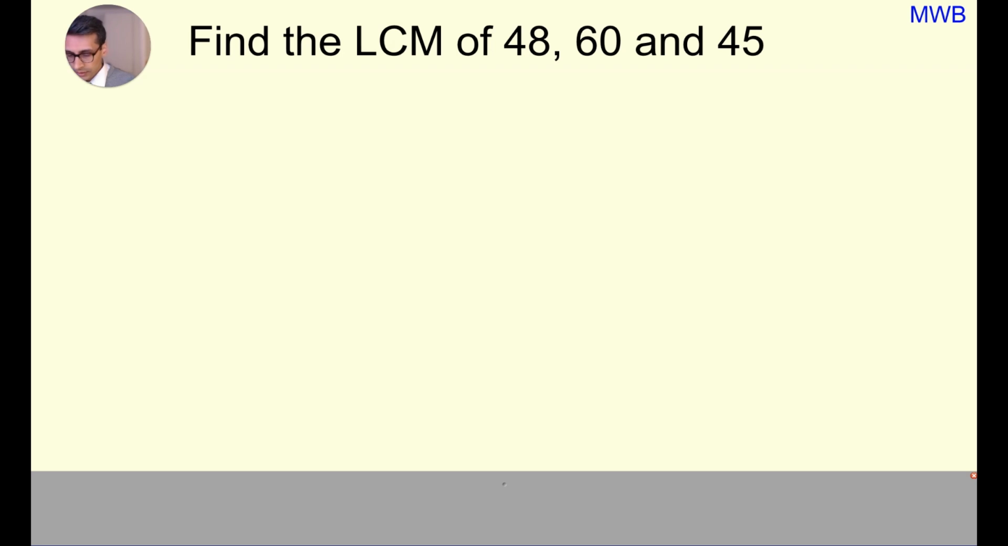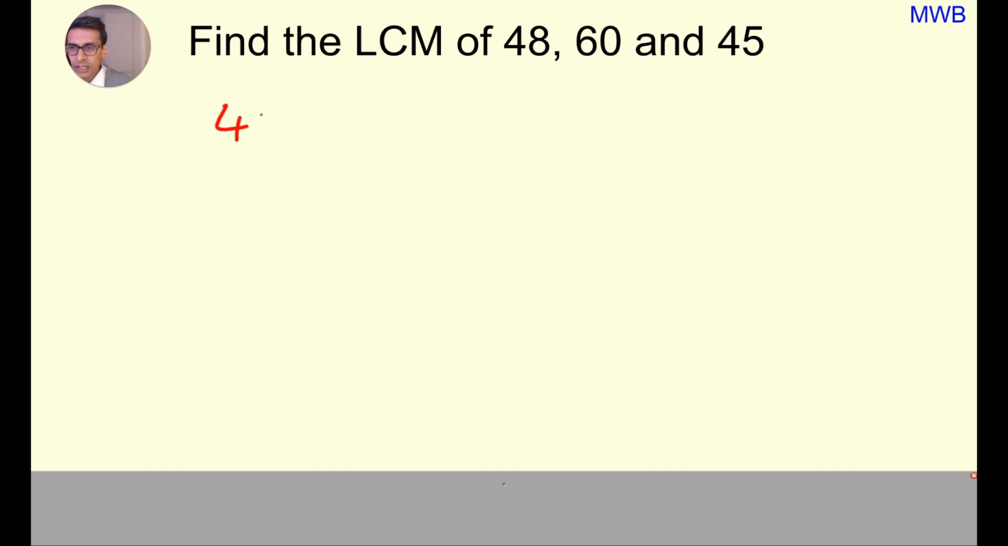Okay, in this video we're going to look at how to work out lowest common multiple when you have three numbers rather than two. So one way to do this, as always, is just to list out the times tables. Now obviously these numbers are quite big, so you want to come up with a more efficient way to do this. Generally the way that you should approach it is to split this up into two parts.